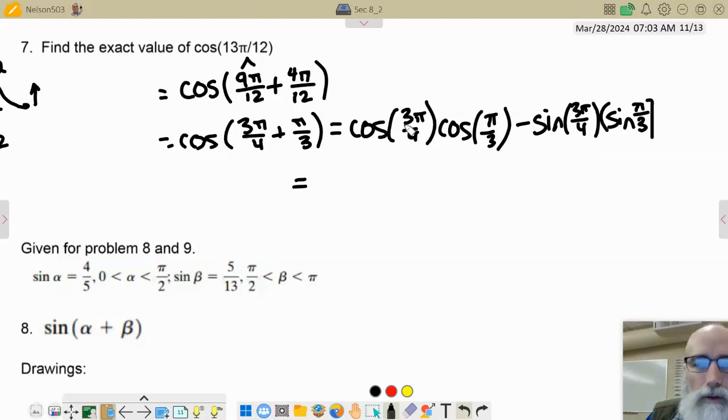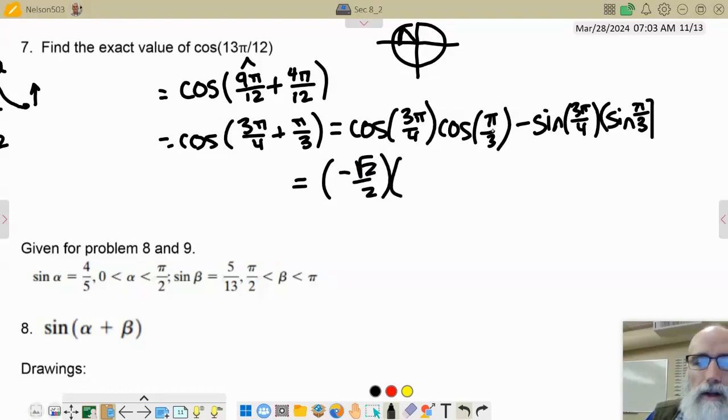So what's the cosine of 3 pi fourths? Well, I'm in the second quadrant, right? Some people made little drawings for these, and that's not a bad idea. So we have this angle right over here, and you can see that we're going back. So that's negative square root of 2 over 2. And then the cosine of pi thirds, well, that's the short little leg right over here. That's a half. And I do have a minus there, right? Yeah, I think that's right.